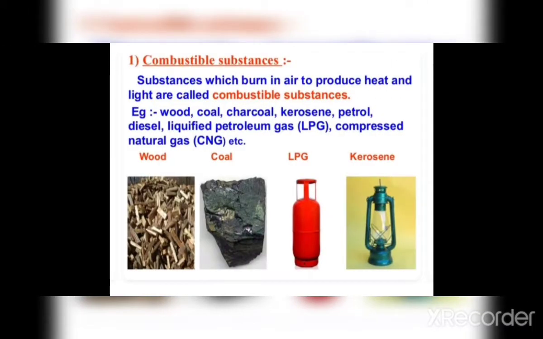Students, do you know what are combustible substances? Substances which burn in air to produce heat as well as light are called combustible substances. Now, can you give me some examples of combustible substances? Yes, wood, coal, LPG or liquefied petroleum gas, CNG or compressed natural gas, kerosene, petrol and diesel are some examples of combustible substances.